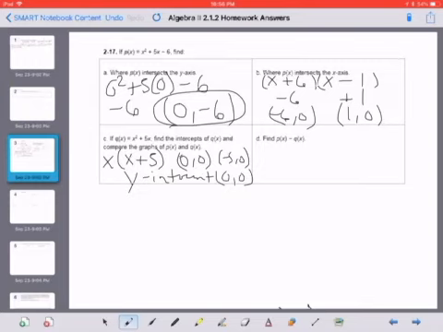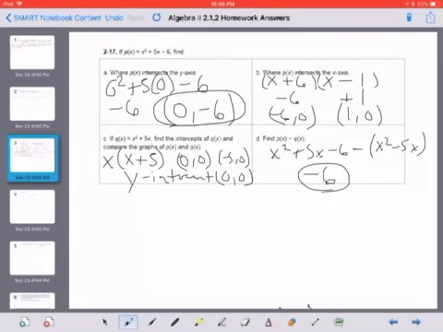Okay. So then part D says, subtract them. So we start with p of x and we get x squared plus 5x minus 6 minus x squared minus 5x. So x squared minus x squared is 0. 5x minus 5x is 0. So the answer is just negative 6.